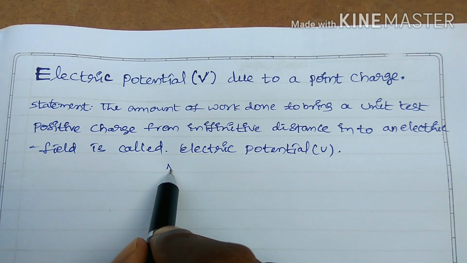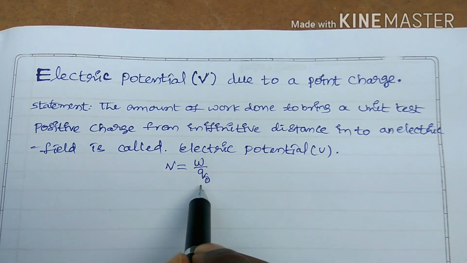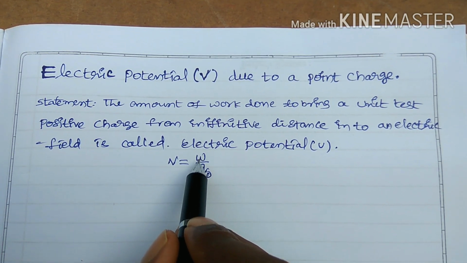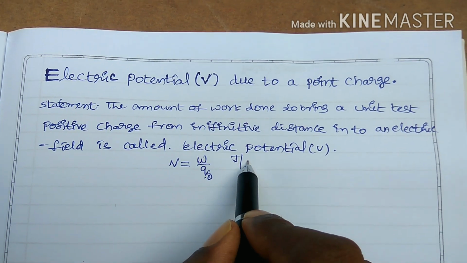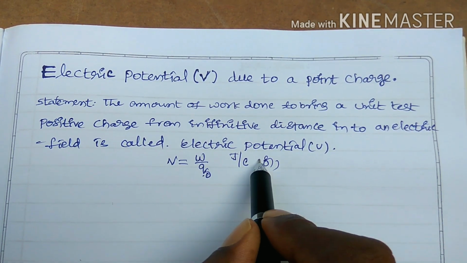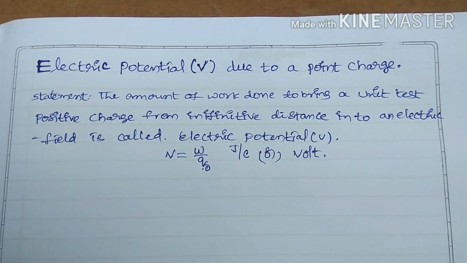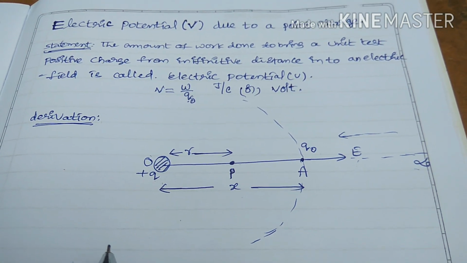Therefore, electric potential V is equal to W by Q naught. Q naught is the unit test positive charge and W is the work done on the unit test positive charge. So the units are joule per coulomb, or the SI unit for potential, that is volt. Now the derivation.